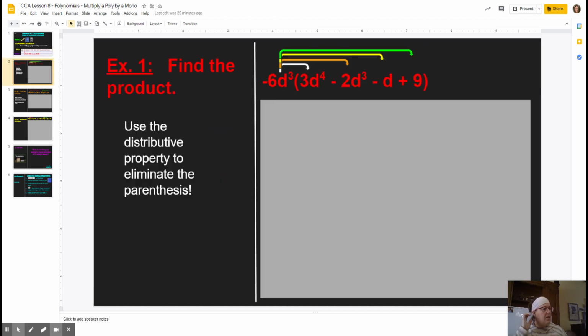All right, so we've got our first example. Again, we're going to use the distributive property to eliminate those parentheses, right? Because that's what we need to do in order to simplify it. So as you see here, I've got different colored arrows. We know that the distributive property says whatever's outside parentheses is going to go to everything inside the parentheses. So I'll give you just a quick minute to get that problem written down, and then we'll walk through simplifying it.